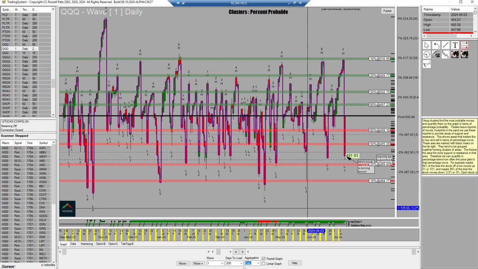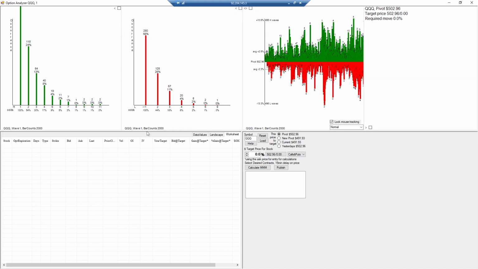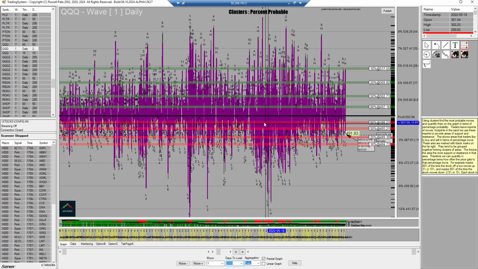And again, if you want, you can load up some more. 2,000 days, for example, and you can see that over 2,000 days, we had only created a lower low past that L5 3 times. So 3 in 2,000 times will we continue lower.